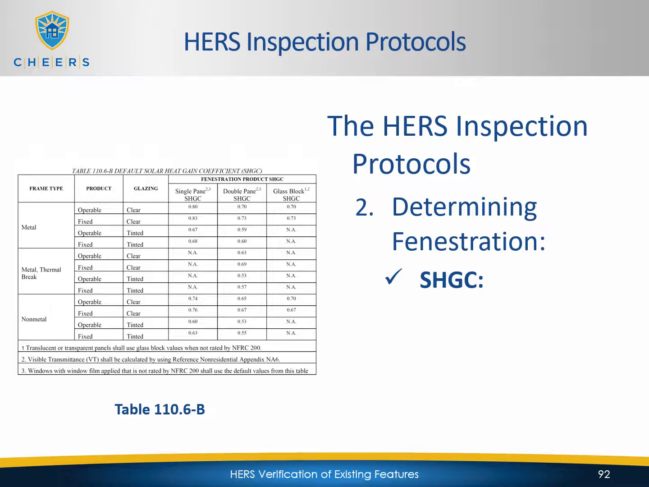And that's the table that we just mentioned a second ago. So simply based on the frame type, the type of window that it is, and the type of glazing, you can retrieve a solar heat gain coefficient value to use for the purpose of these verifications if you cannot find actual values.